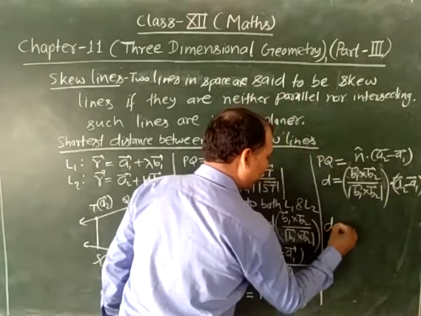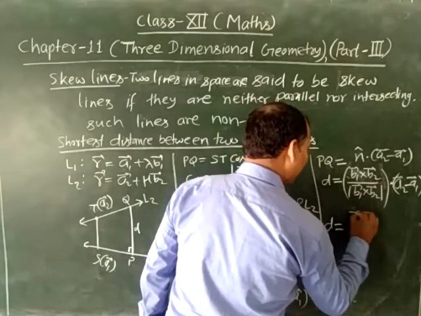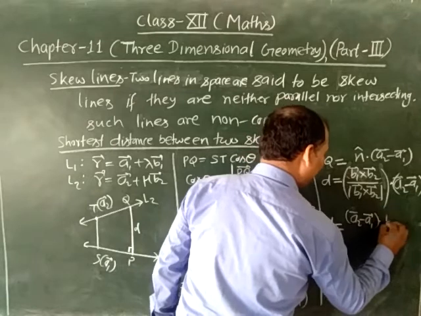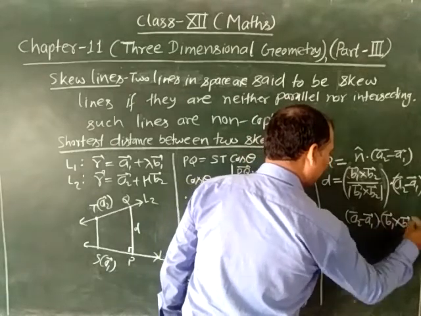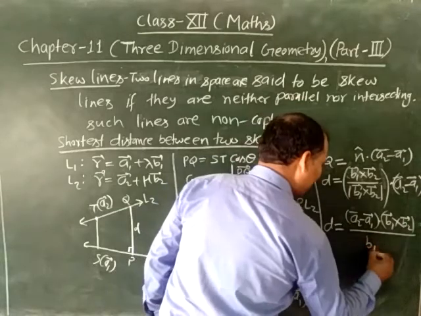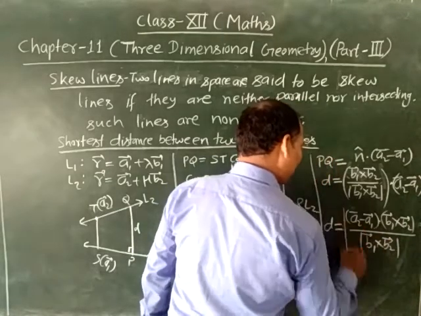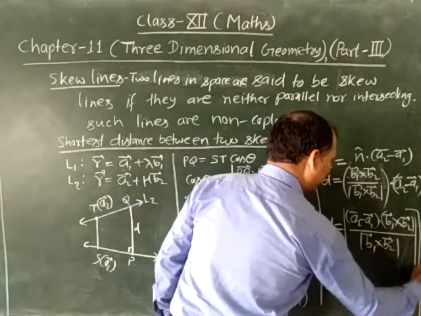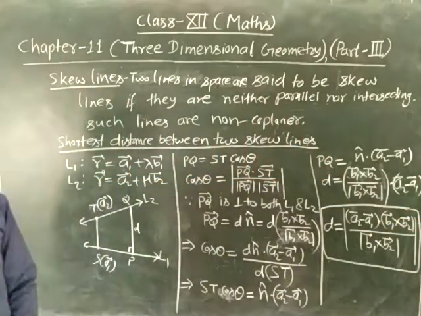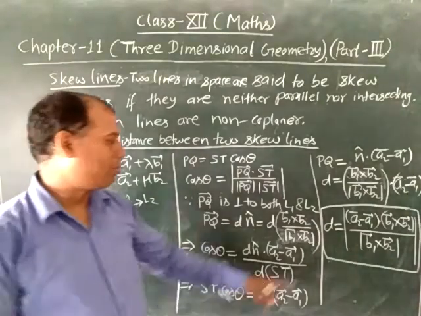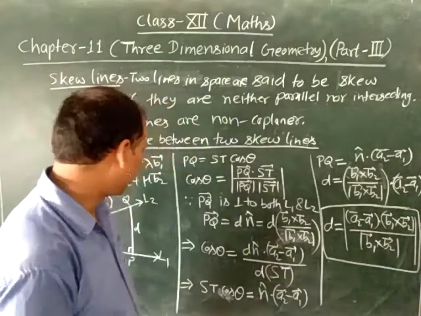So this can be written as A2 minus A1 dot V1 cross V2 divided by modulus of V1 cross V2. This is the expression for the shortest distance between two lines. This is the formula for finding the shortest distance between two lines. It is clear, students?